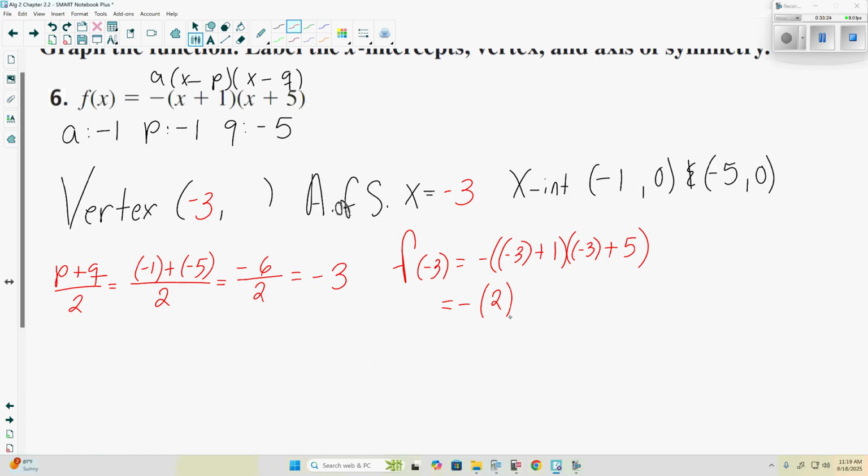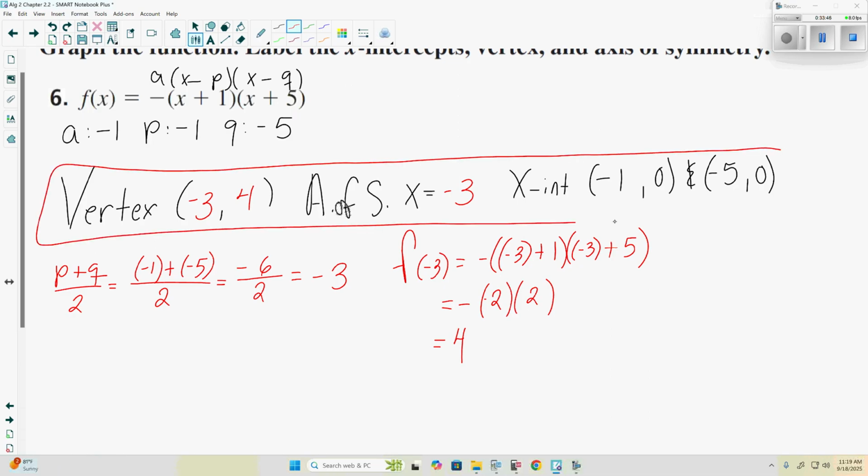Because if we do this here, -3 plus 1 is going to be -2. -3 plus 5 is 2, and then our negative in front would give us 4, because our -1 times -2 would be +2, and 2 times 2 is 4. The y value of the vertex is 4. That's it. Questions on this here?